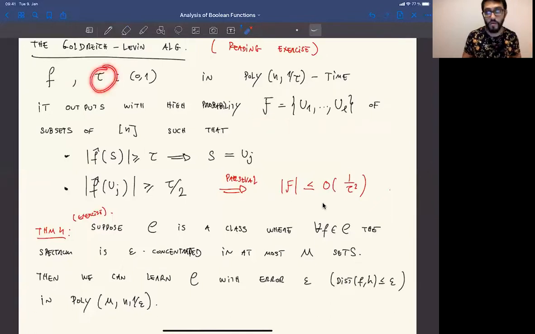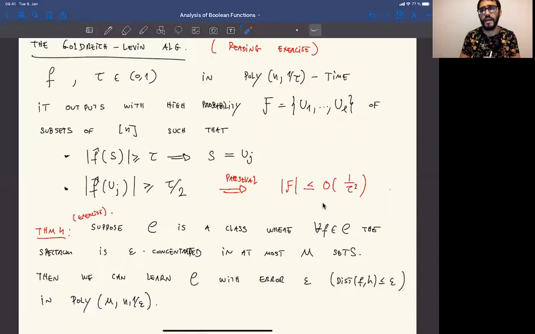So for every parameter tau, you want to know exactly the sets where the Fourier coefficients are bigger than tau, and you know that these are exactly the sets in this family, and all the sets in this family have size at most 2 over tau. So there is an algorithm to actually come up with this set of Fourier coefficients for f, and it works in time poly in n and 1 over tau, this parameter.